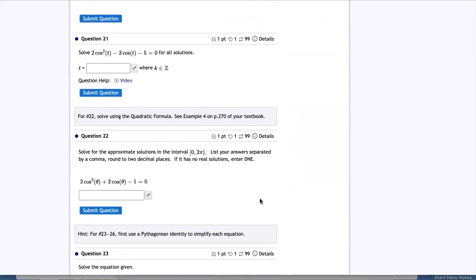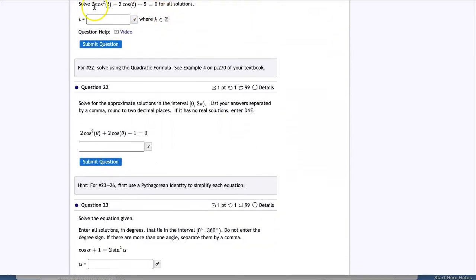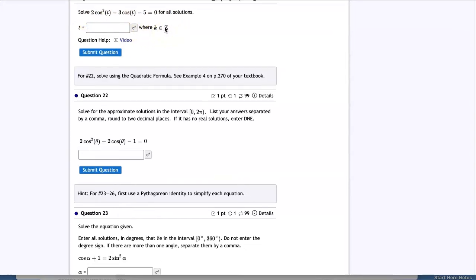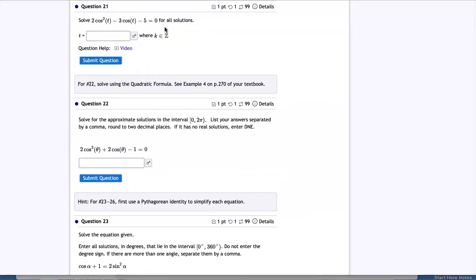Okay, now this one has a video, and it's going to be the same type of problem. It's a factoring problem, except that you're doing all solutions. So you would want to be adding on 2 pi k, right there, 2 pi k.